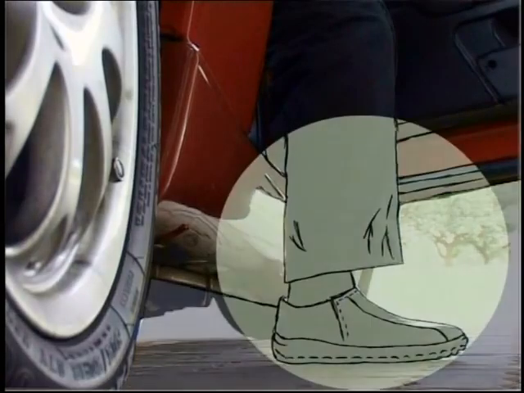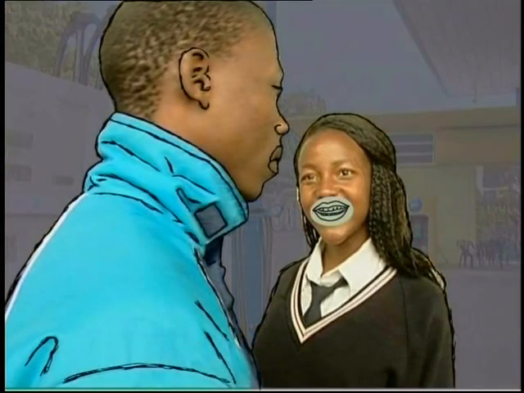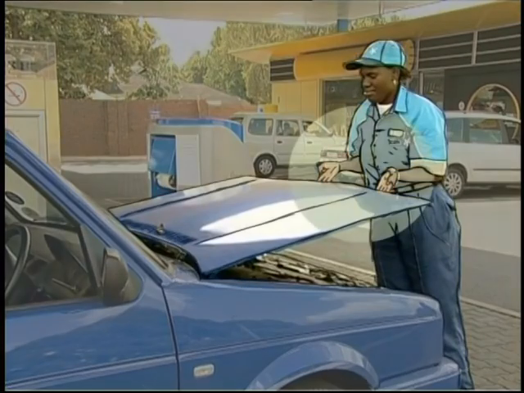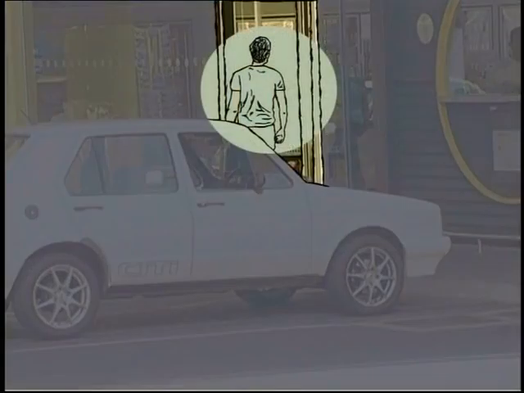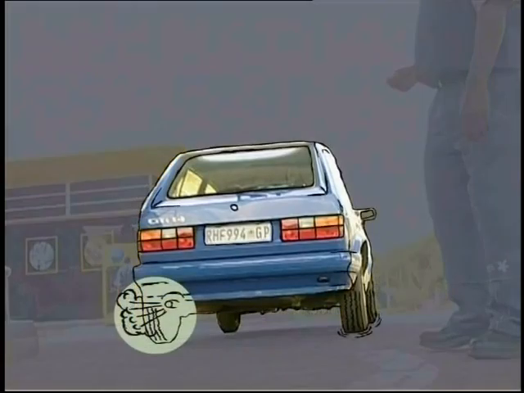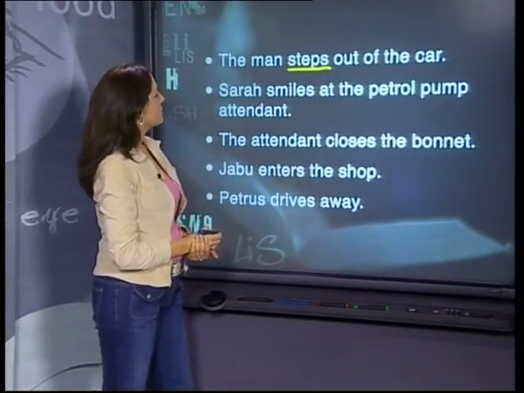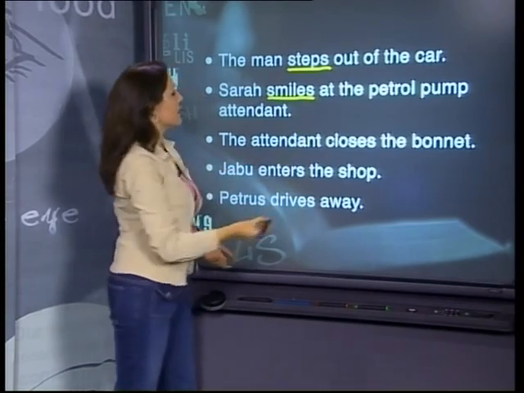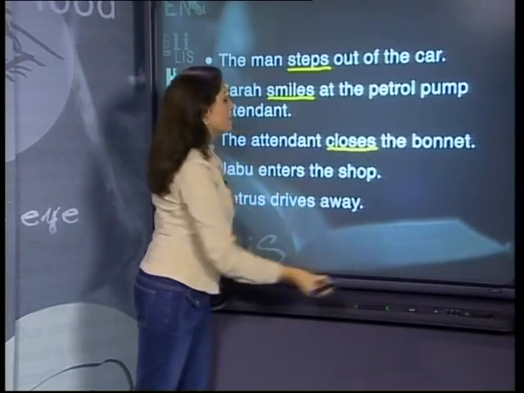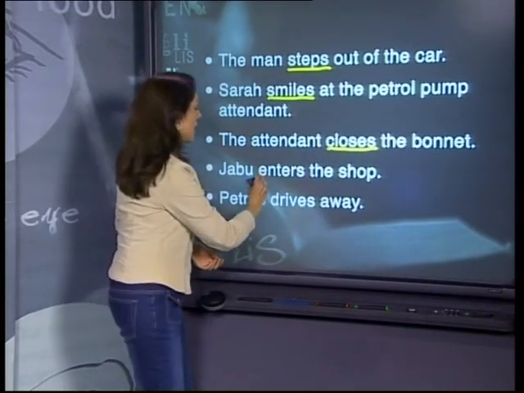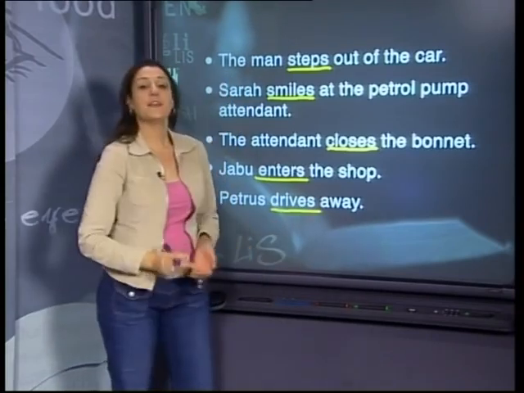The man steps out of the car. Sarah smiles at the petrol pump attendant. The attendant closes the bonnet. Nick enters the shop. Sam drives away. The man steps out of the car. Sarah smiles at the petrol pump attendant. The attendant closes the bonnet. Jabu enters the shop and Beatrice drives away.